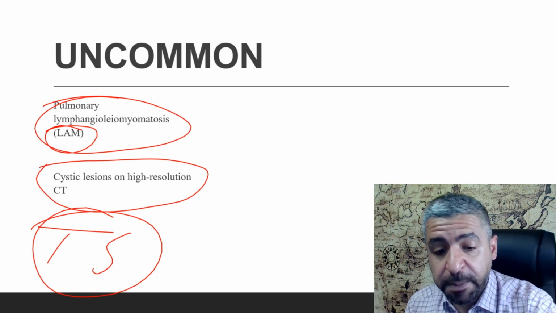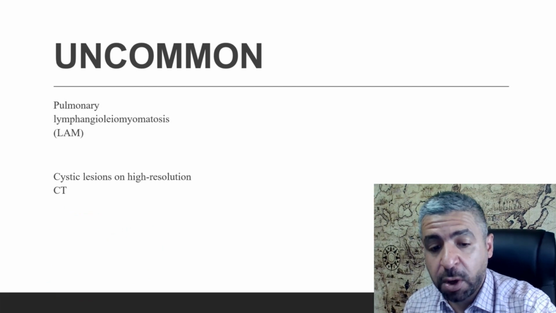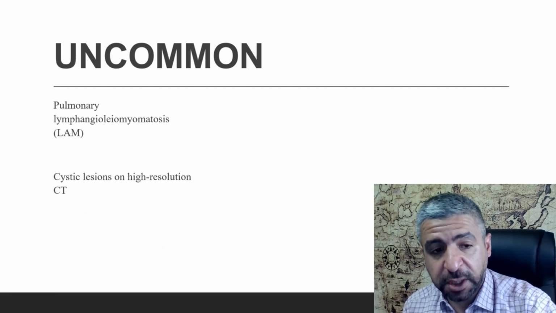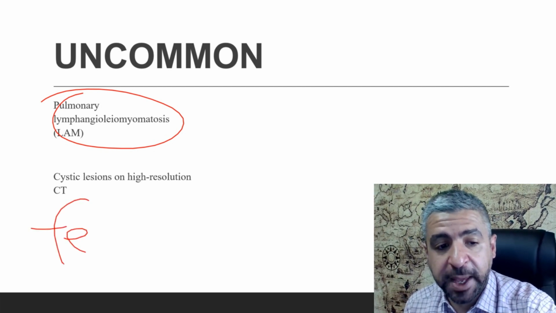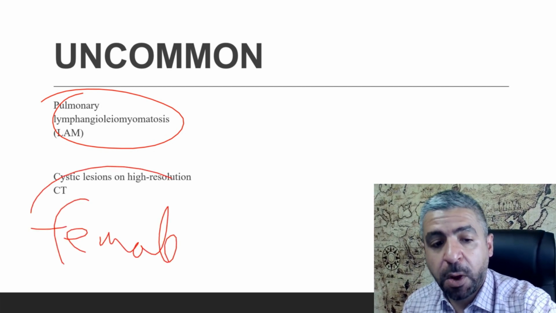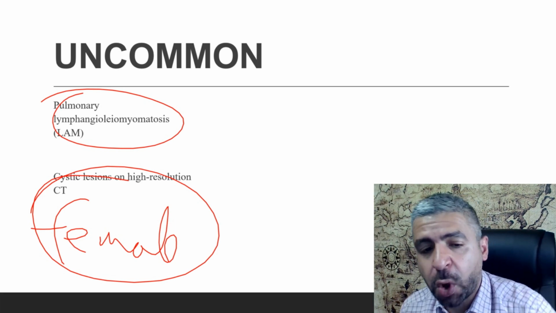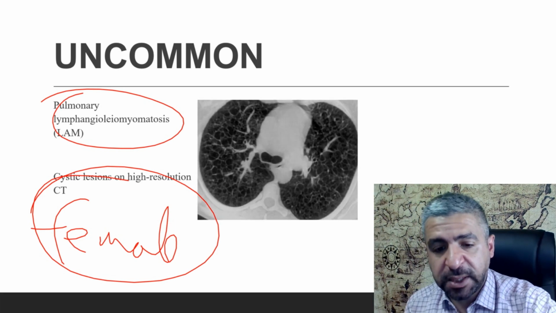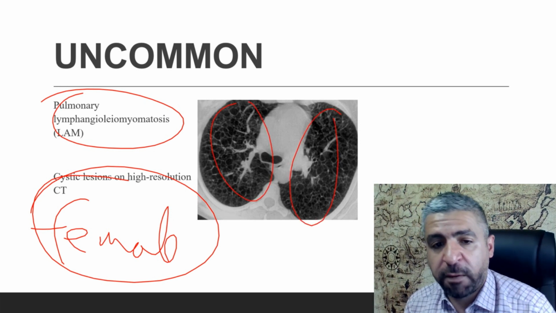And please don't forget that when you are writing your report or your differential diagnosis, LAM patients are always female. Always female. You never write lymphangiomyomatosis on a male patient. And this is what the CT scan looks like. You can see the whole lungs are involved with cystic lesions.